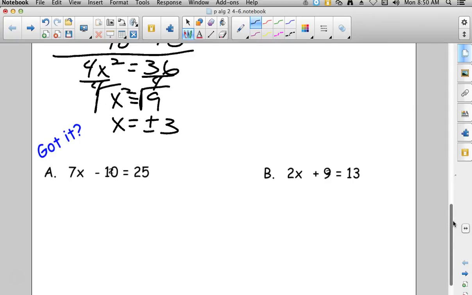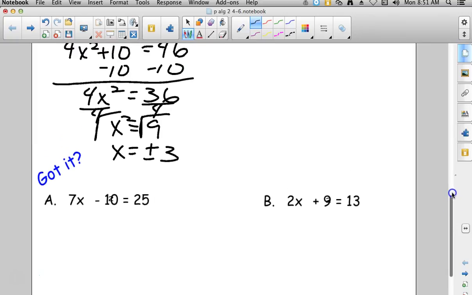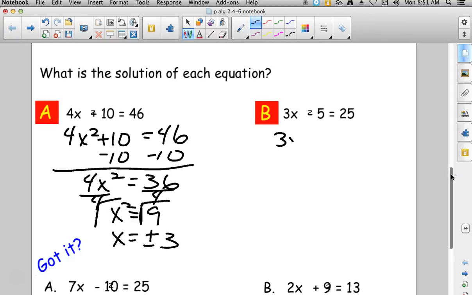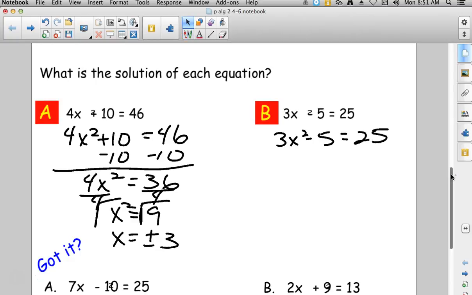The answer is positive 3 and negative 3. No factoring involved. You know, just solving. And most people really like the solving. You know, it's easier than trying to find combinations of numbers and working through them. All right, so now this one is 3x squared minus 5 equals 25. So what would you do for a first step?